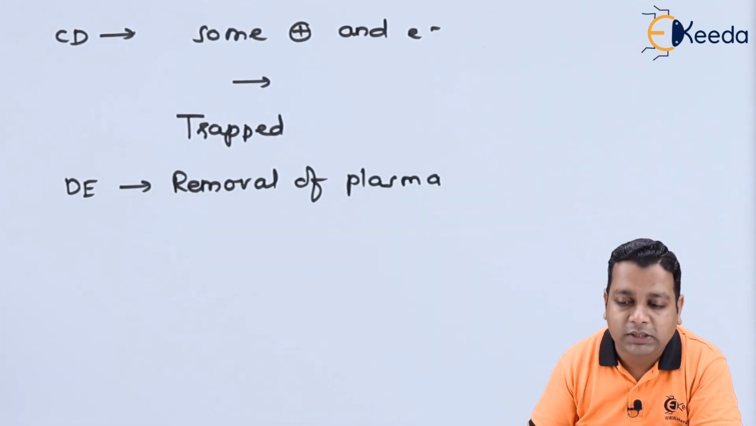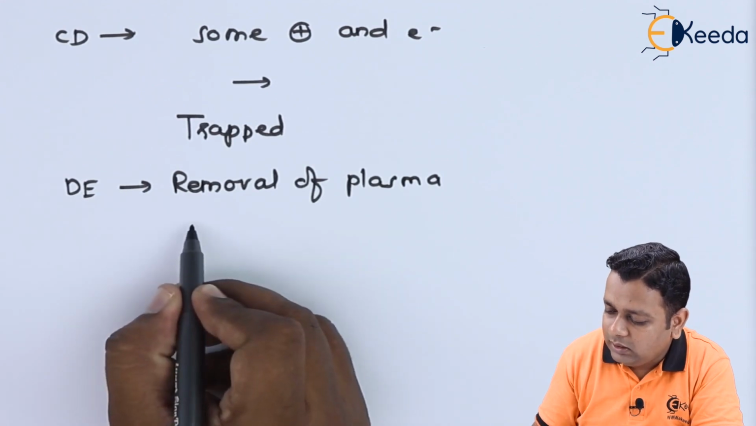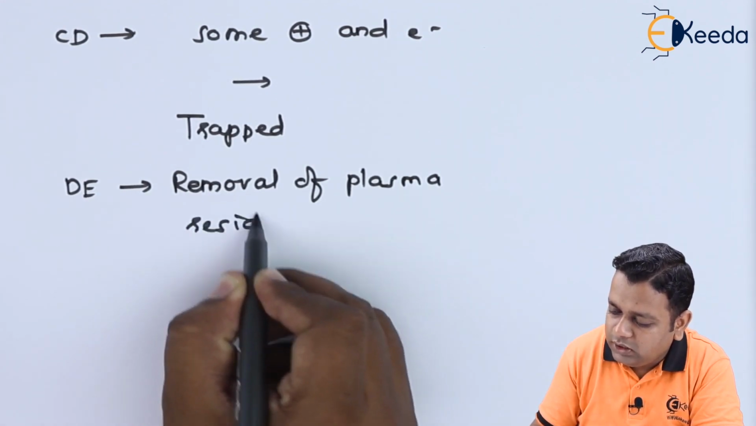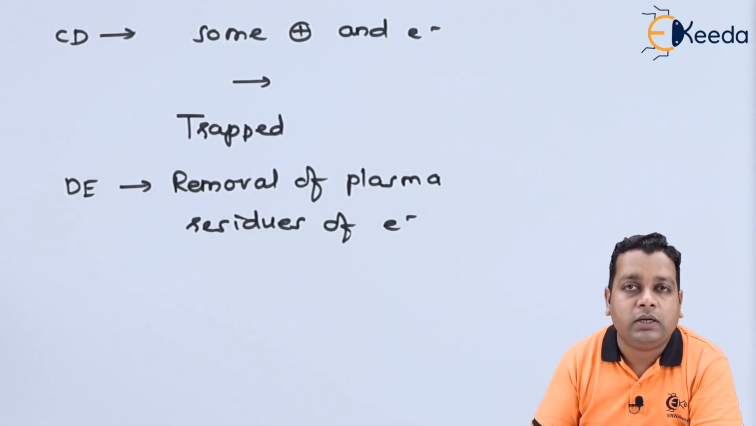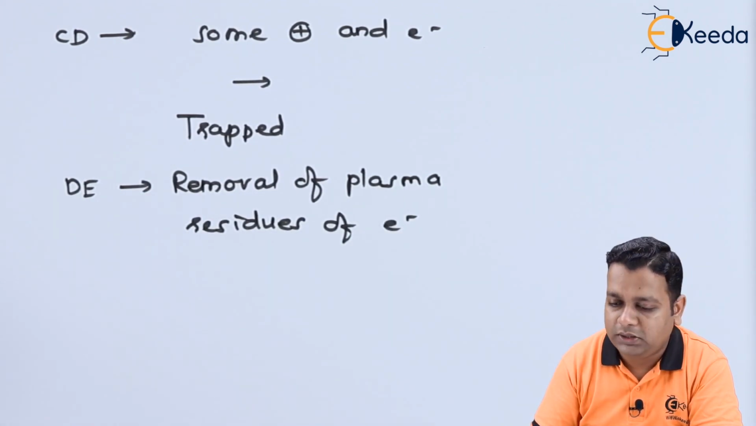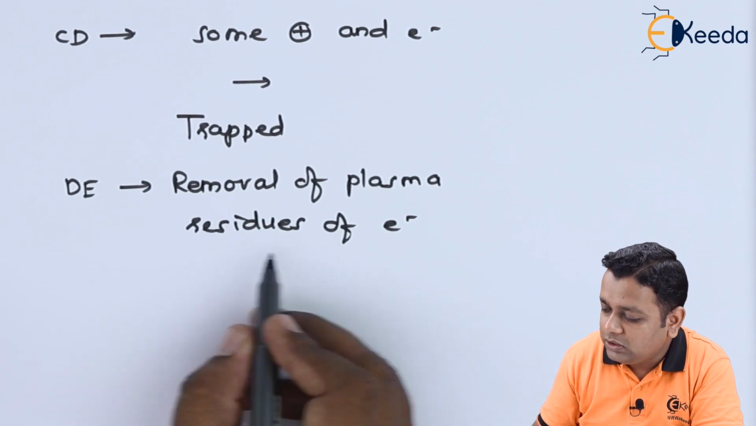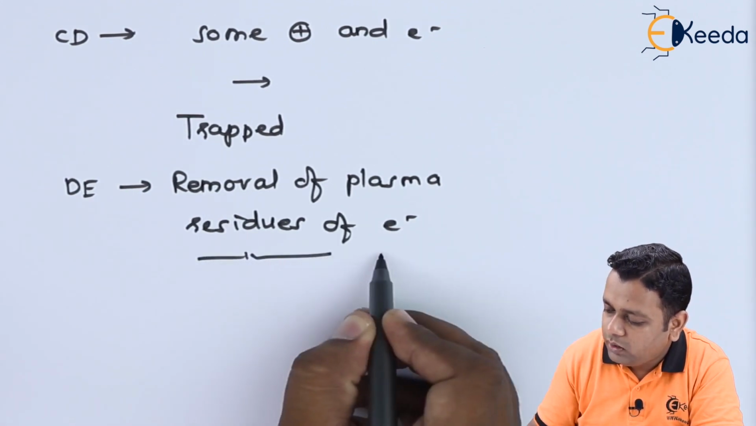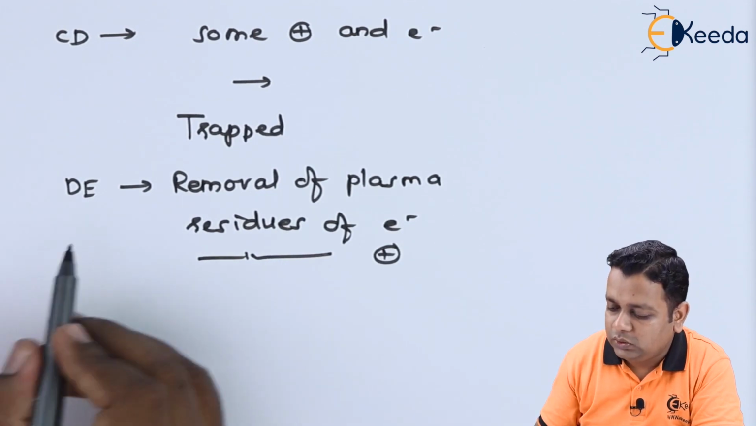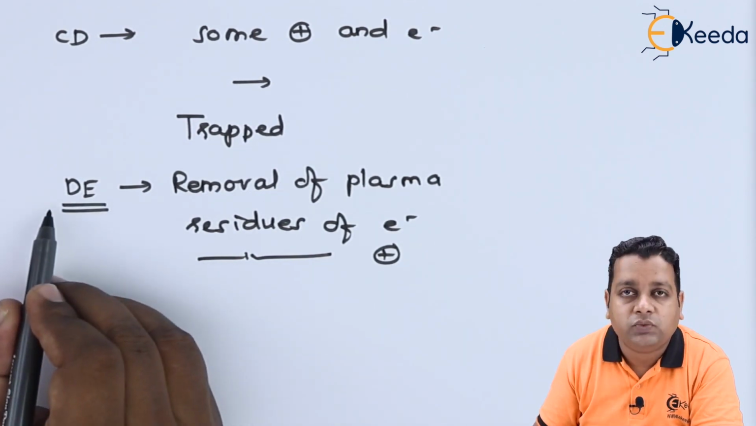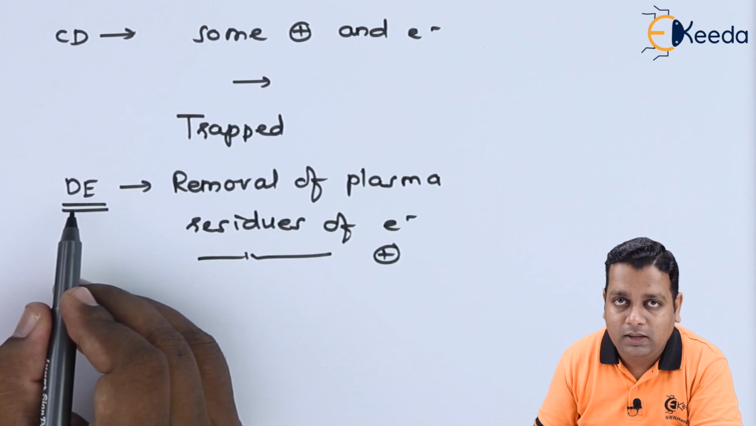from the depletion layer, and still some residues of the electrons will remain on one side of the depletion layer, while the residuals of holes will be on the other side. So this will be the situation as we come up to point E here.